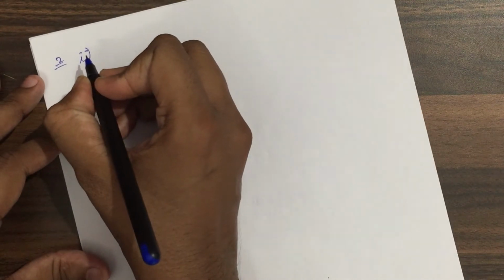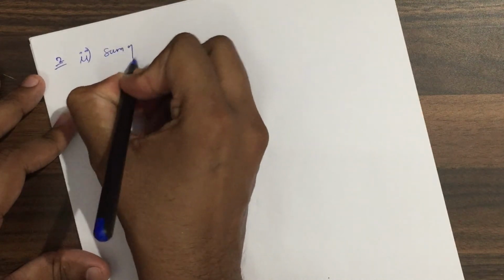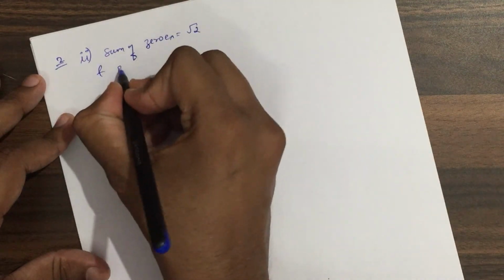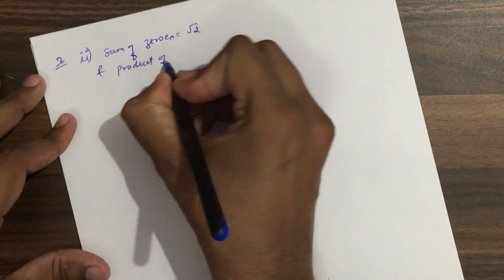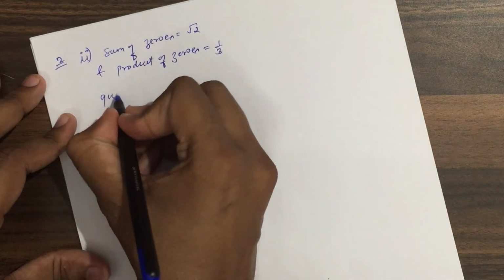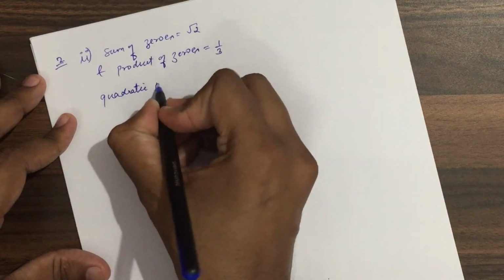What is there in question 2? You have to find the quadratic polynomial where the sum of zeros and product of zeros is given to you. So let us start with question number 2. I will be discussing parts 2nd and 5th. The second one is, it is given that the sum of zeros is root 2 and the product of zeros is 1 upon root 3. So you have to find the quadratic polynomial.